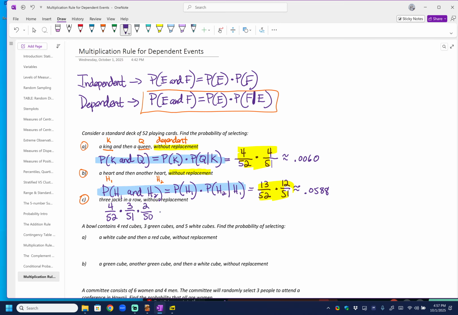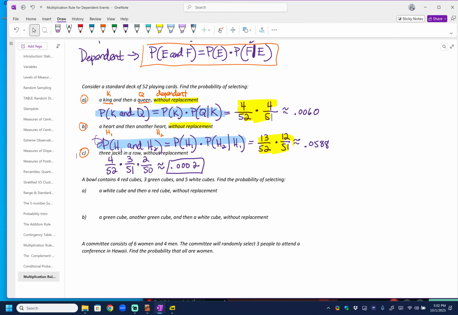Which means without having to write all this blue highlighted stuff, we can get right into it. We can write out these fractions in the multiplication rule and get our probability of 0.002. So as you would expect, this is a very low probability of selecting 3 jacks in a row in a 52 card deck. Let's look at another example.